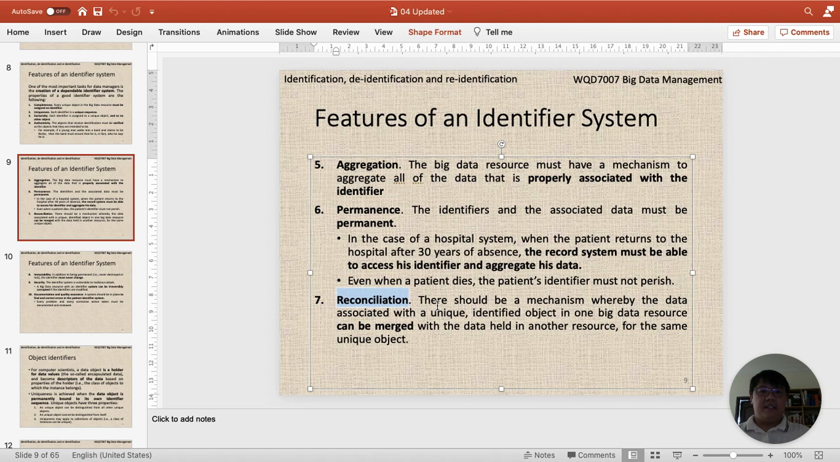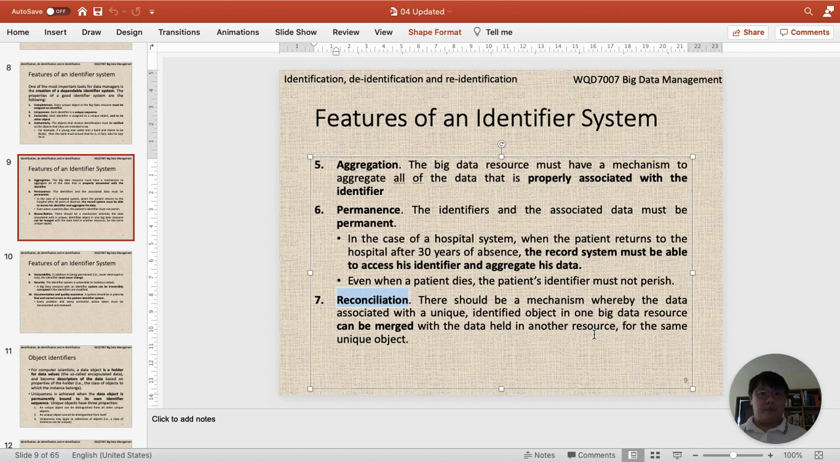Then reconciliation. There should be a mechanism whereby the data associated with a unique identifier object can be merged with the data held in another resource for the same unique object. So it's trying to say that if you have similar big data resources like hospital A, hospital B, and hospital C, similar entities or similar objects within those big data resources are supposed to be able to merge together. So this also suggests that you're supposed to have an identification system that is similar for hospital A and B and C.